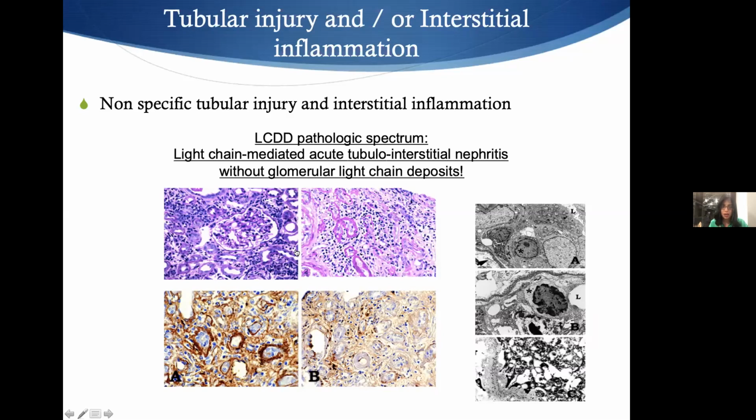Again, thinking out of the dogma. Again, think out of the box. Think about your patients who are going to present with renal impairment and get an unexplained diagnosis of an interstitial nephritis when there is nothing to explain why these patients have interstitial nephritis.